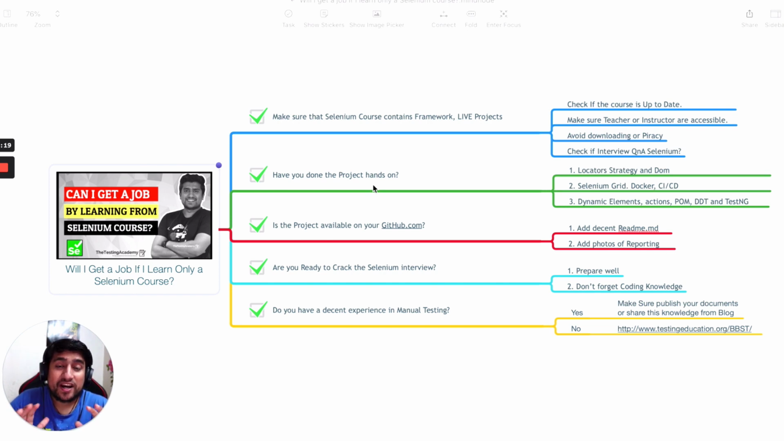I have prepared a mind map especially for you guys. Trust me, this is something a couple of people have asked me: they have done a Selenium course from a very famous website, and they wanted to know, can I get a job after this? I was a manual tester, or even right now I am an automation tester with 2-3 years of experience, and I've done this automation course. So can I get a job in other companies or not? I'm going to give you the information step by step.